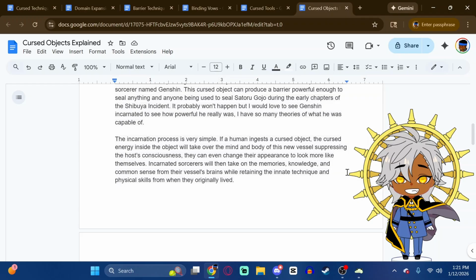So the way he did this was by sealing past sorcerers away. He would convince them of his plan, let them know, this is what I'm going to do, and they would have to be on board. And he would seal them into being a cursed object.